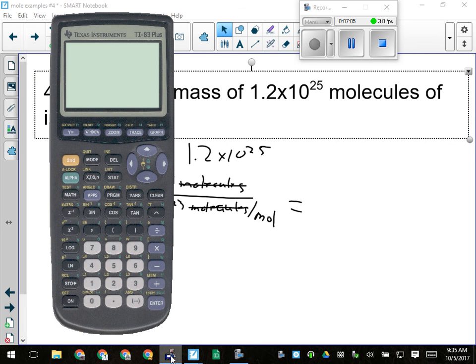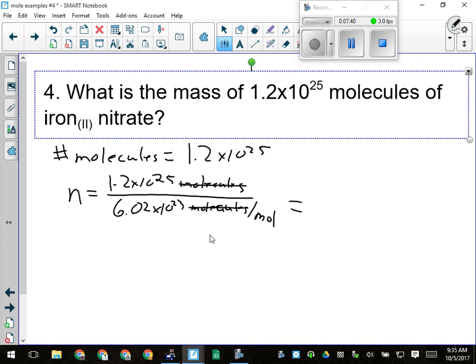So we're going to have 1.2 times 10 to the 25 divided by Avogadro's number, which says, whoa, oh, I multiplied. Better. So we got 19.93. I'm only going to write 19.93, but what am I doing with all the decimals? Keeping them. So I've got that.